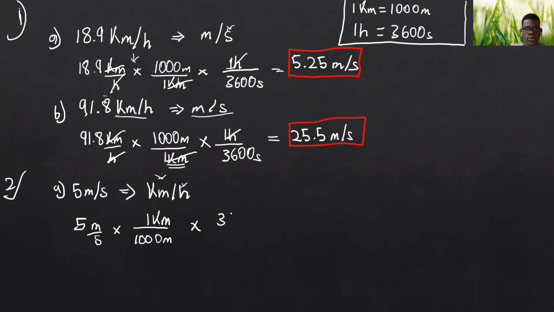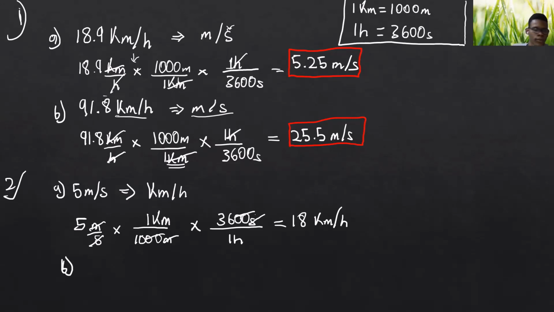And of course, same thing like before. The 3,600 seconds will go in the numerator because the seconds is in the denominator, and 1 hour in the denominator here. Right? Again, this is just so the units will cancel out and you get a nice conversion. So in this case, it is 5 multiplied by 1 over 1,000, 1 km over 1,000 multiplied by 3,600 over 1 hour. So what is this? The answer is indeed 18 kilometers per hour. Okay, so it's 18.